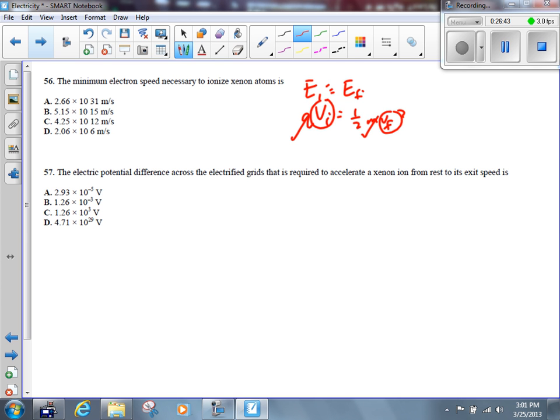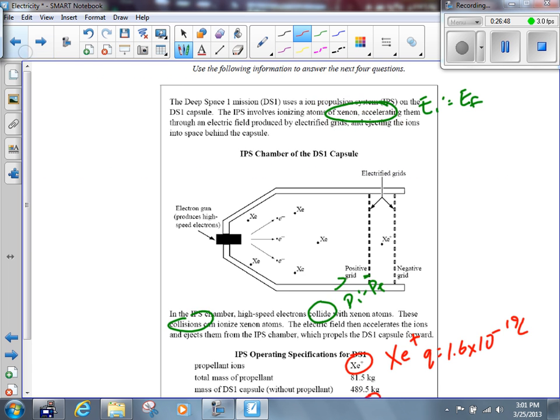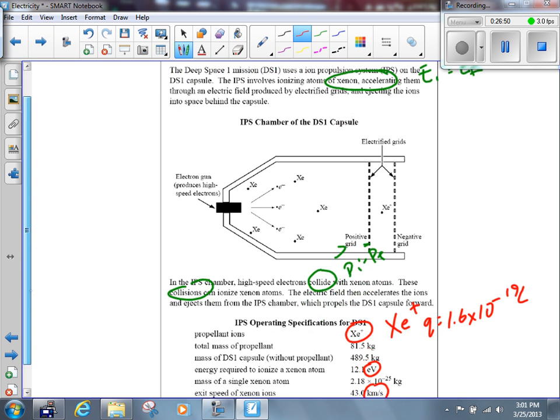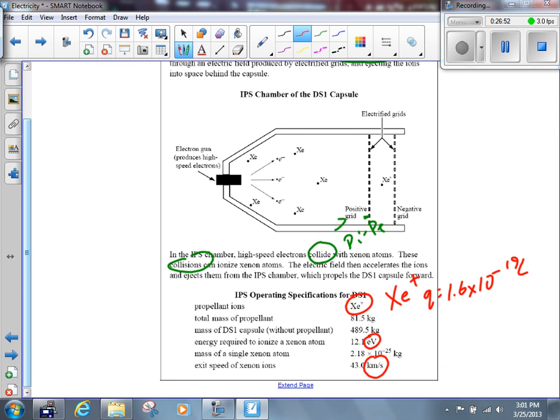Let's go back to basic principles here. We want to find the speed of the electron necessary to ionize a xenon atom. Go back to this data here. The energy required to ionize a xenon atom is this. The speed required? Well, if we've got the kinetic energy, how do we find speed? Remember what I said when you were doing this the first time? I said, don't make this harder than it has to be.